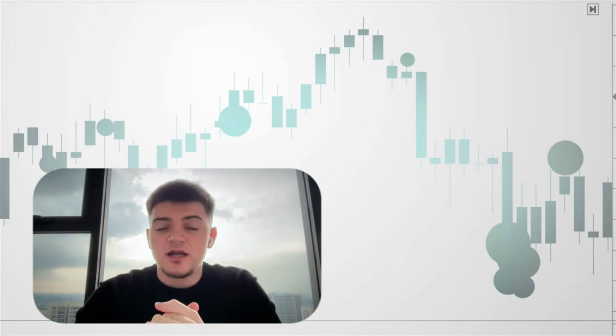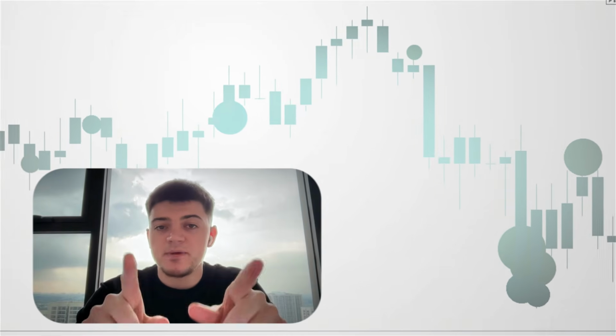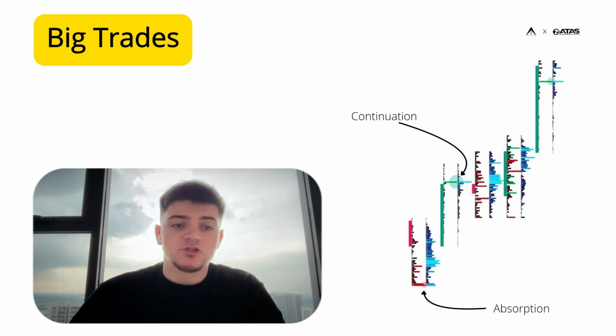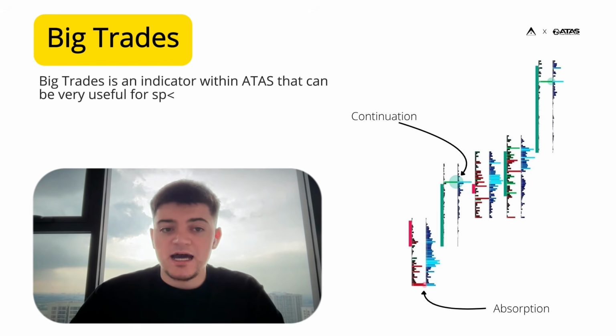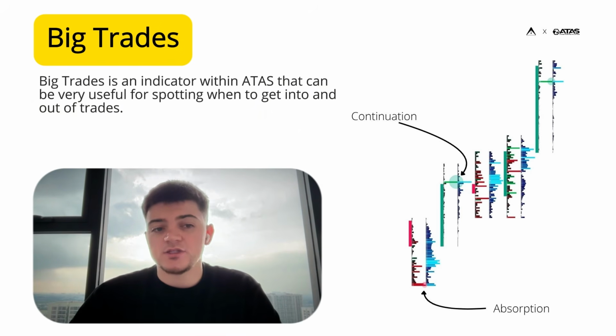What is up, everyone? This is going to be the big trades episode and how I use the ADIS indicator big trades. Okay. So the big trades indicator is a tool within ADIS that can be very useful for spotting when to get into and out of trades. My main use case is going to be for spotting absorption and continuation.